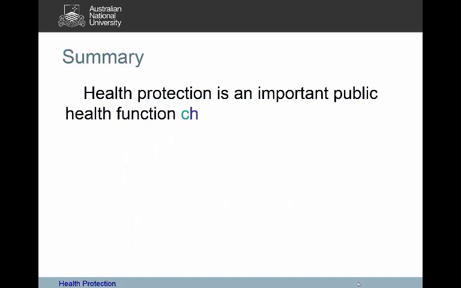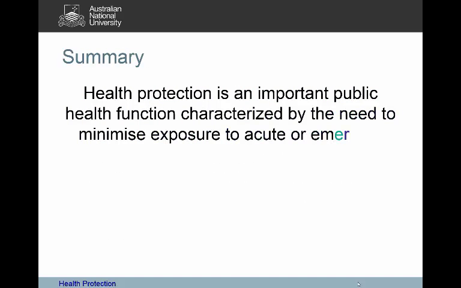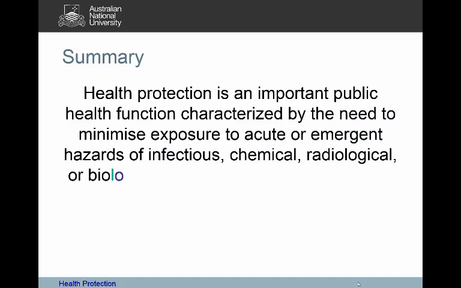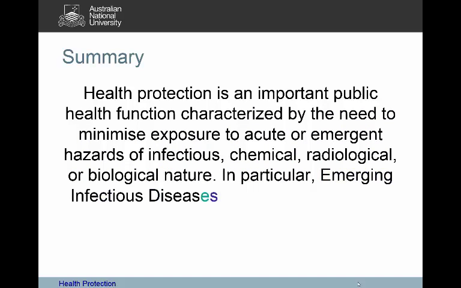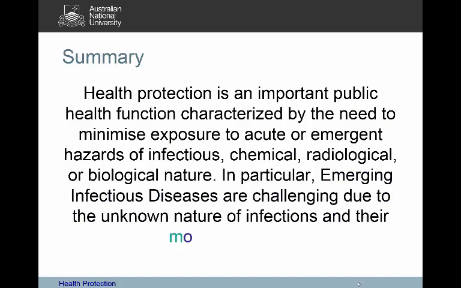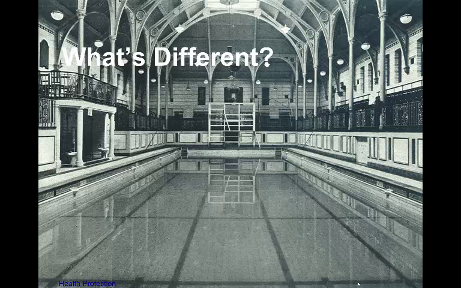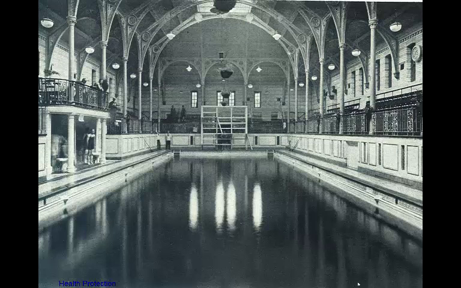So in summary, health protection is an important public health function characterised by the need to minimise exposure to acute or emergent hazards of infectious, chemical, radiological or biological nature. In particular, emerging infectious diseases are challenging due to the unknown nature of infections and their mode of spread. So I showed you this before. What's different? Health protection works.